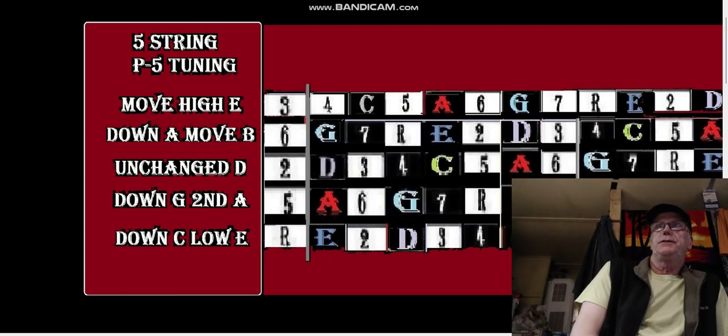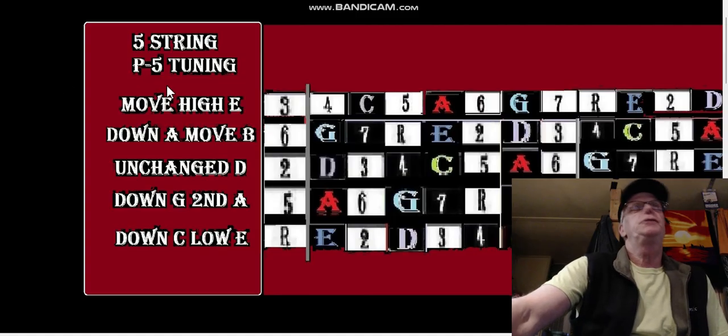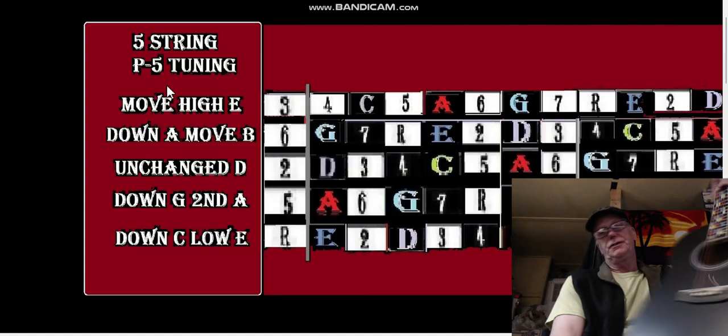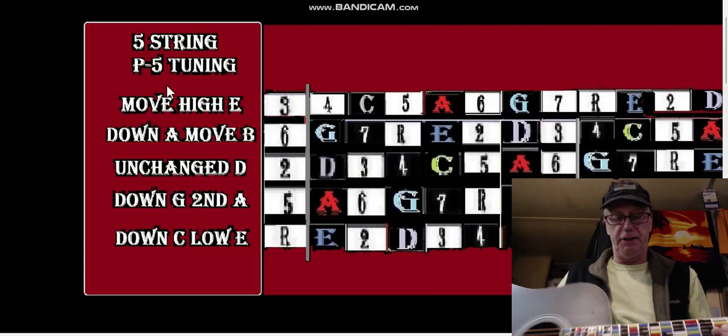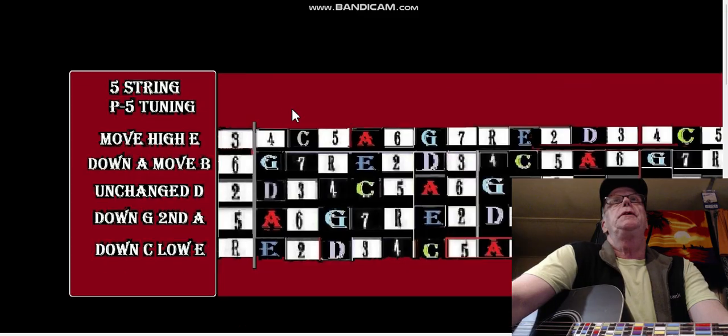Alright, we're back, part 2. So we've changed the tuning on an old guitar. This is a less than $100 guitar, and now I've got my cello. Now, what are we going to do with it?